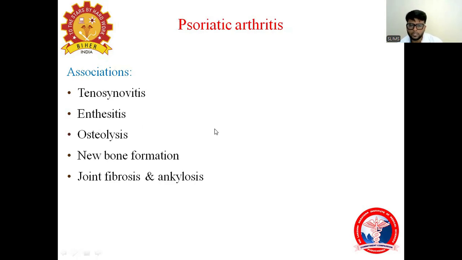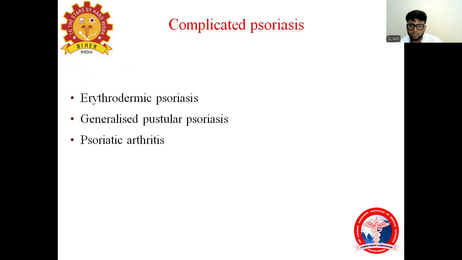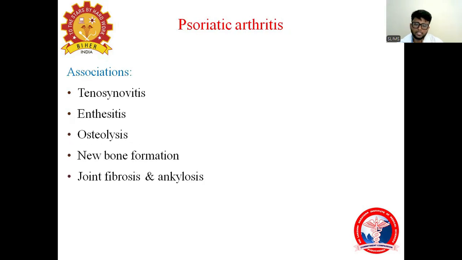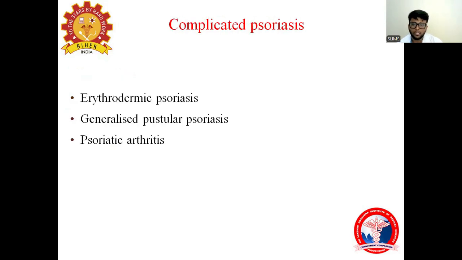What are the different associations: tenosynovitis, enthesitis, osteolysis, new bone formation, joint fibrosis, and ankylosis. So there are several subtypes of psoriatic arthritis. Complicated psoriasis, erythrodermic psoriasis, generalized pustular psoriasis. Pustular psoriasis, there are different types out there.